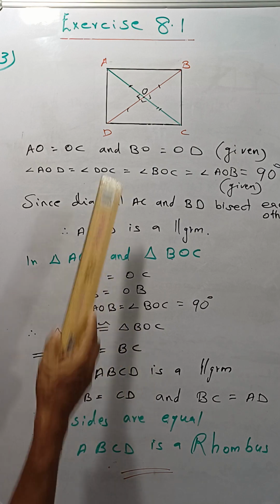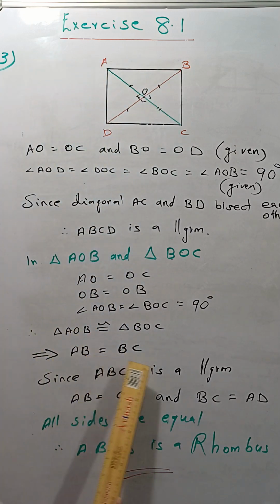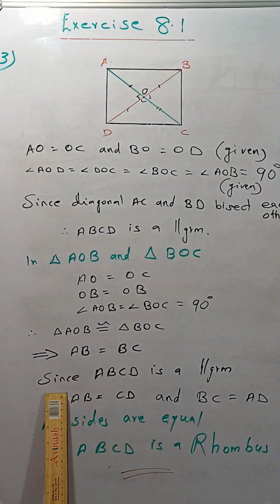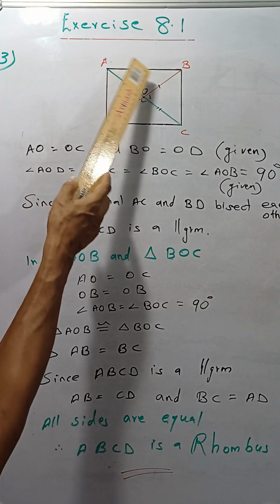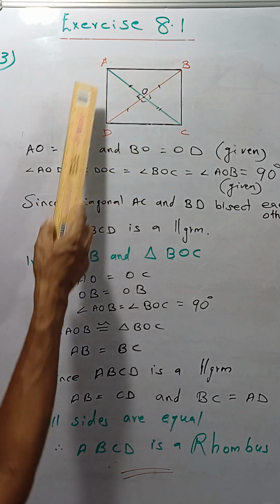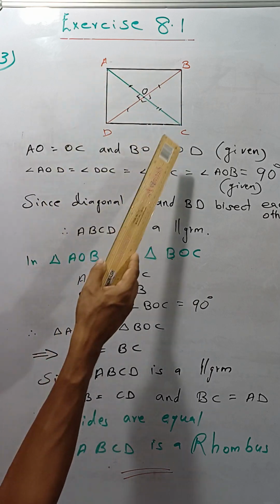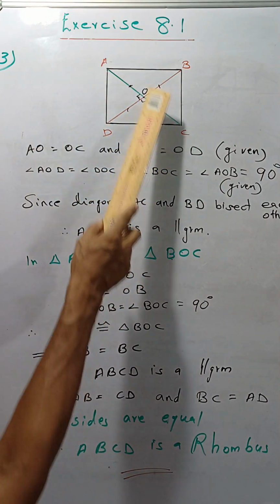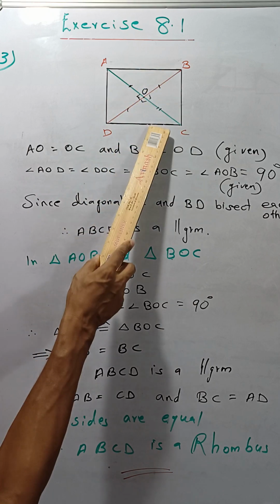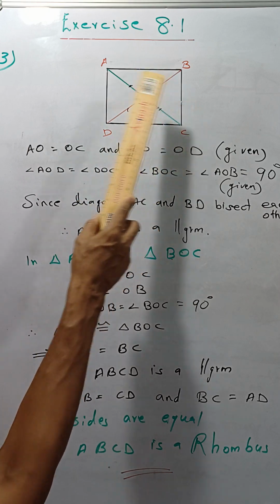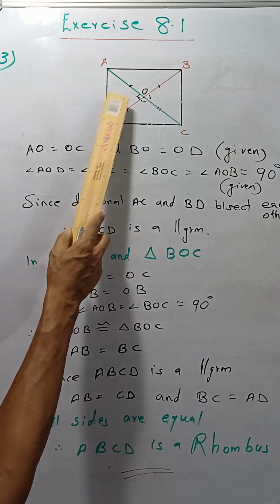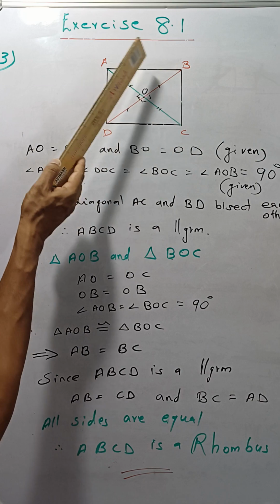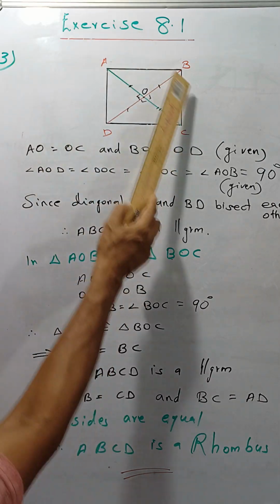Since these two triangles are congruent, we can say AB is equal to BC. These two adjacent sides are equal, and it is already given that this quadrilateral is a parallelogram, which means opposite sides are equal. AB and CD are equal, and BC and AD are also equal. That's already given. Now we have proved these two adjacent sides are also equal, which means all sides are equal.